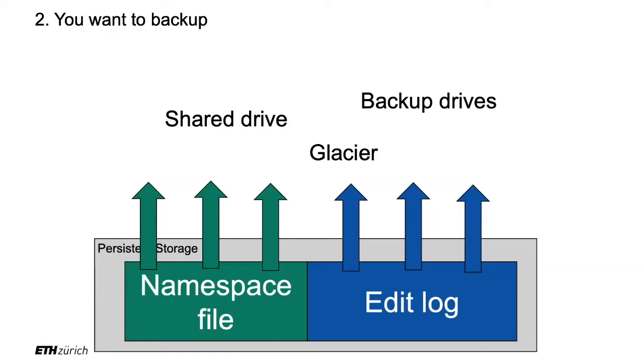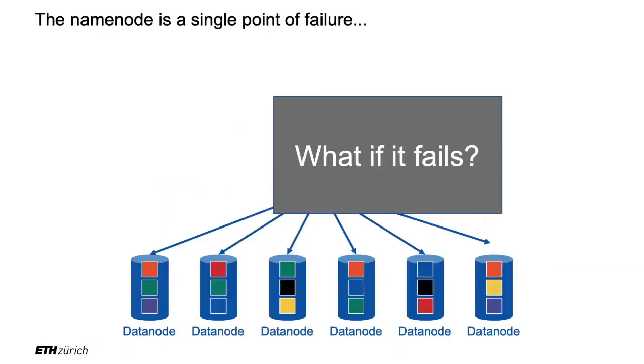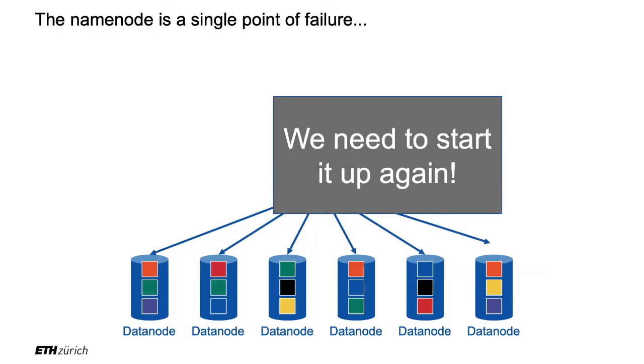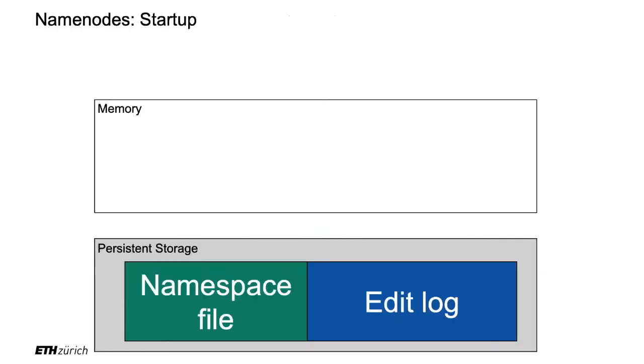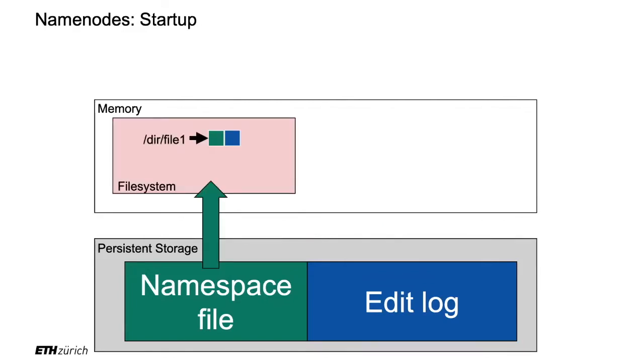But these are also things that you can mitigate. We looked into what's called the write-ahead log a bit later. All right, so let's come back to that. What if it fails? We start it up again. So what we do is that we read the namespace file from here, we repopulate the entire mapping in there, and then we play the edit log.